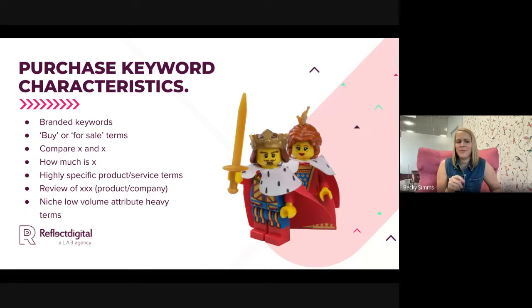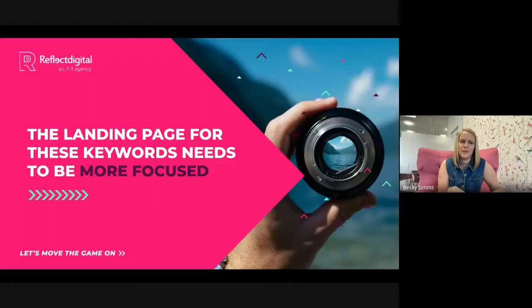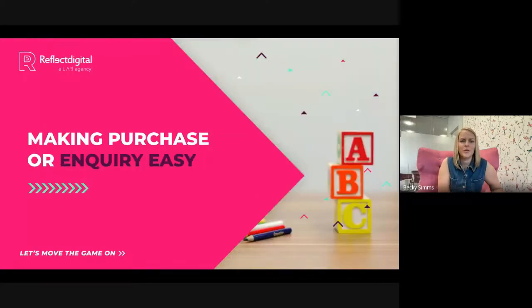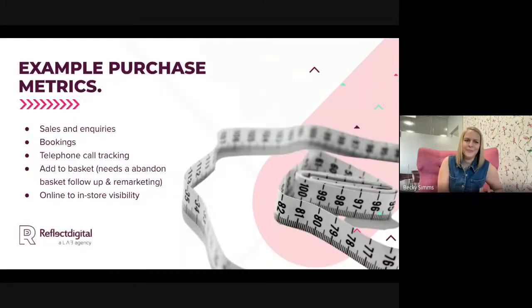So here you'll be seeing maybe more niche, kind of low volume, but attribute heavy terms. They're going to be a lot more descriptive, a lot more likely to be longer form terms. And the landing page for these keywords needs to be more focused. We need to be ready to help them to get on their way and make their purchase or do their inquiry, making it easy for them.